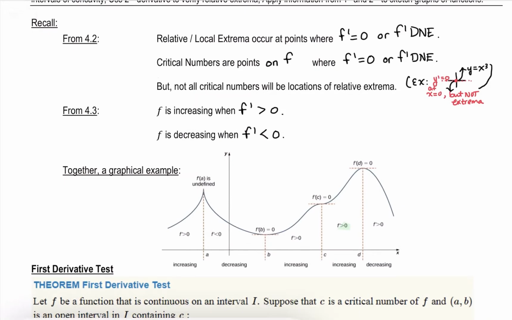All right, so first of all, let's take a look at these critical numbers. Our critical numbers are these points on f where either f prime is equal to 0 or where f prime does not exist. So f prime is equal to 0 at b, at c, and at d, and f prime does not exist at a. So we have 4 critical numbers. Now notice in this situation though, if we were to talk about which ones are actually extrema, then it's a different story, right?